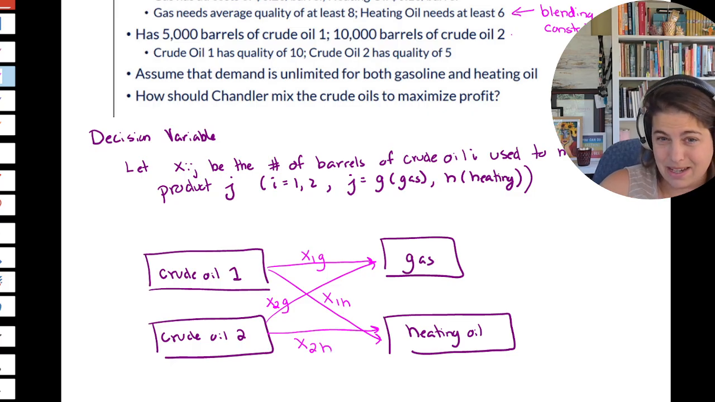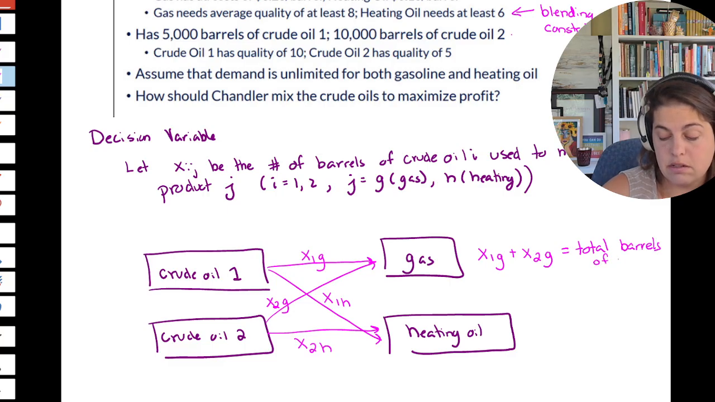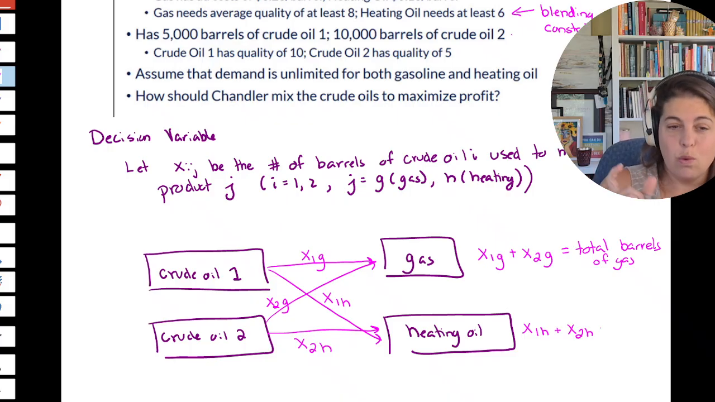And it's helpful to visualize the fact that the amount of gas that we're going to make is how much crude oil 1 goes into gas plus how much of crude oil 2 goes into gas. This is my total barrels of gas. For heating oil, how much of ingredient 1 goes into heating oil, how much of ingredient 2 goes into heating oil, and that tells me my total amount for heating oil.